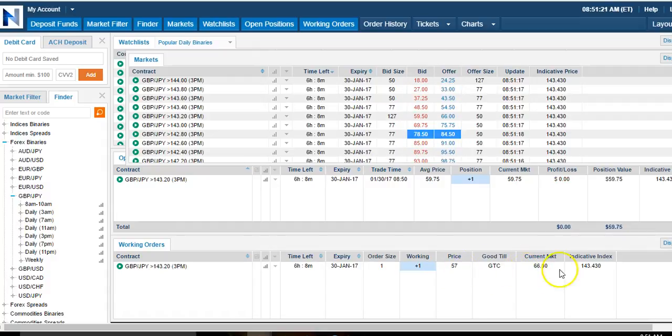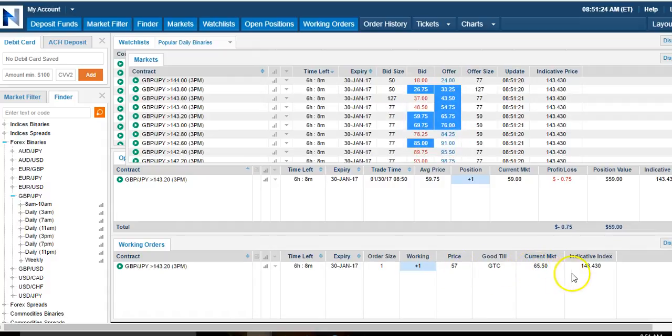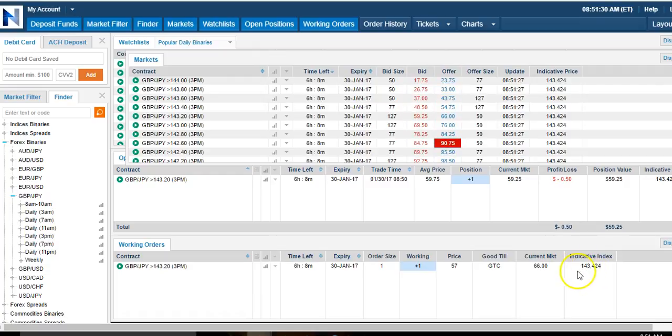In order for it to come down to 57, it would probably have to be around the 143.23 area in order for me to fill. So obviously there's a lot of time left. There's over 6 hours left in this trade, so the market could easily drop down a little bit and then pop back up or whatever.